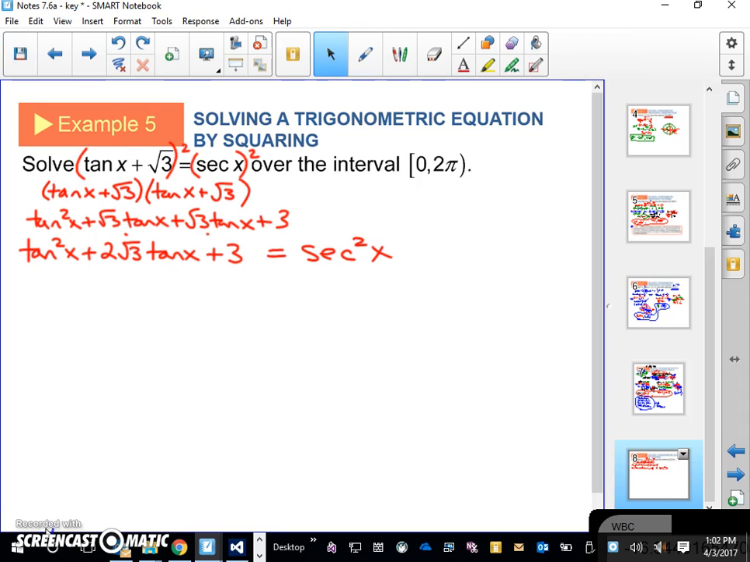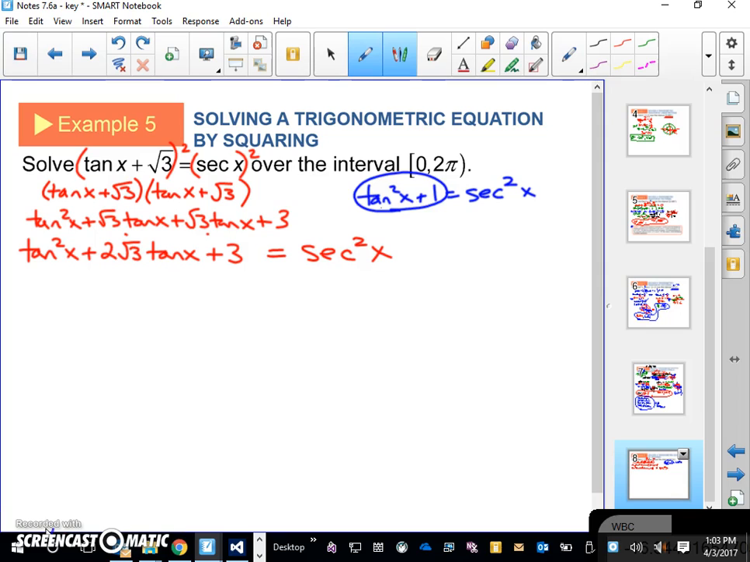When we do the other side, that's just going to equal secant squared x. And so at first glance, it doesn't look like we've really helped ourselves out at all. It looks like we've made this more complicated. However, since we know that one identity, tangent squared x plus 1 equals secant squared x, what we can do is a substitution. Since that equals secant squared x, we can plug that in. We'll just do an algebraic substitution there and see what happens, because something nice usually happens. Tangent squared x plus 2 square root of 3 tangent x plus 3 equals tangent squared x plus 1.